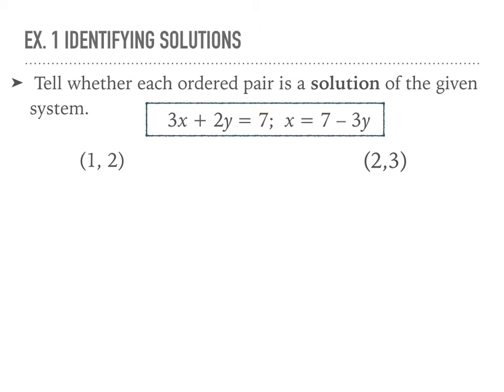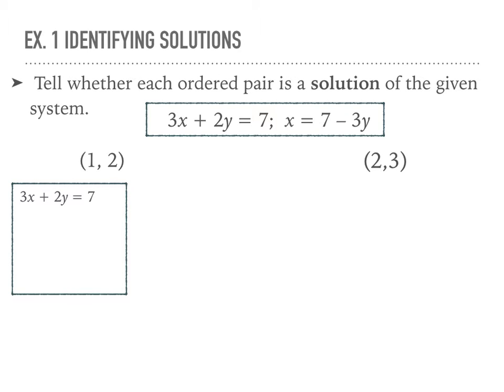Example number 1, tell whether each ordered pair is a solution of the given system. Now please know we could do this with graph paper. We could graph both lines and see if those ordered pairs lie on the line. But here we don't have graph paper, so we will complete this problem algebraically. We'll start with the equation.